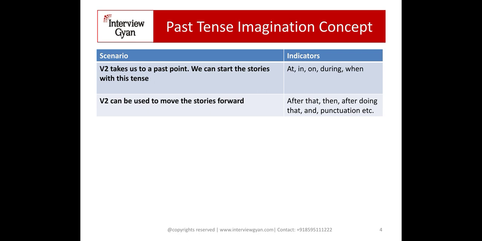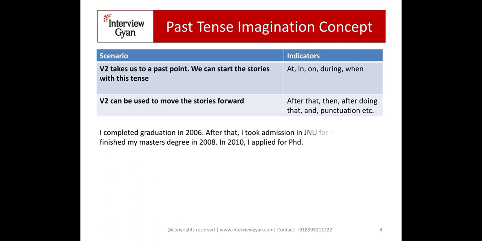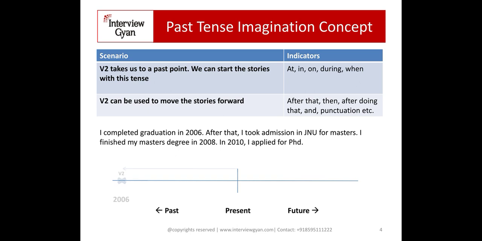Okay, scenario 2. Before moving to the scenario 2, let's check with an example. So we have an example that is, "I completed graduation in 2006." Rest of the story we are going to read in a short while. Let's just imagine this sentence. "I completed graduation in 2006." So let's say this is our timeline. The moment we say "I completed graduation in 2006," we are going to fly from the present point to 2006. So second form is used in this case. That's why we mentioned that we can start these stories with this tense.